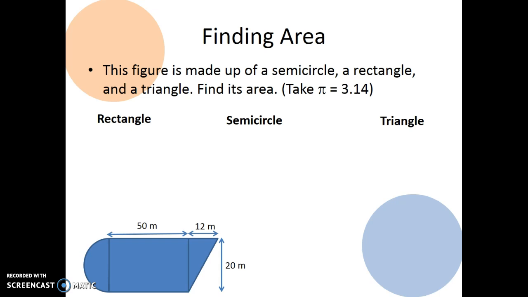Now we've got a fun one. So this is a figure made up of several shapes. We've got a semicircle, we've got a rectangle, and a triangle. And I just taught you how to find the area of a semicircle. You already know how to find the area of a rectangle, and hopefully you remember how to find the area of a triangle. So just thinking of a plan here, what we're going to do is find the area of all 3 of these shapes, and then add them together. Why don't you pause the video and see if you can do that on your own before I tell you how to do it. And then just come back and check your work.